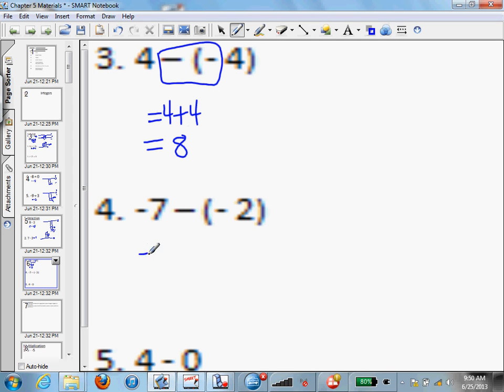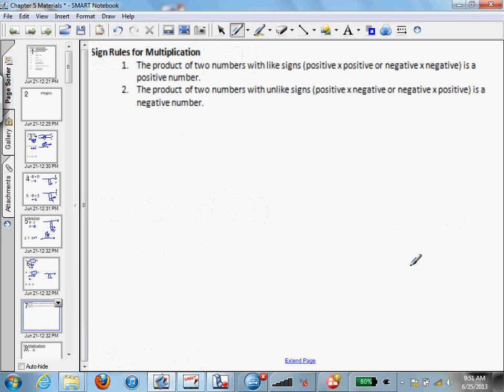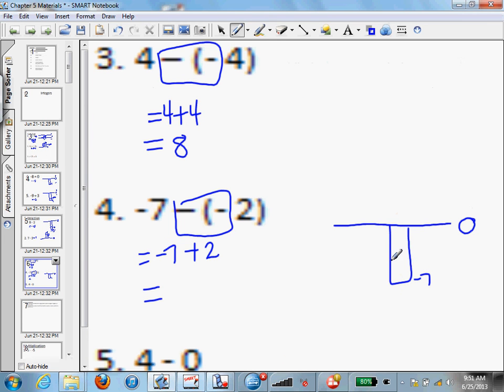So it's really like saying 4 plus 4, or just 8. Now let's try it with number 4. We have negative 7 minus a negative 2. If we look at these two minuses, that's just like saying plus 2. And using our model from before, being at 0, we go down 7 for the negative 7, and then it's a positive 2. So we have to raise 2. And where are we at? We're still below, but we're now at negative 5.